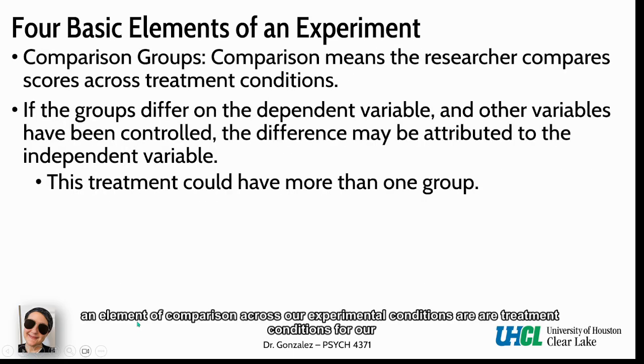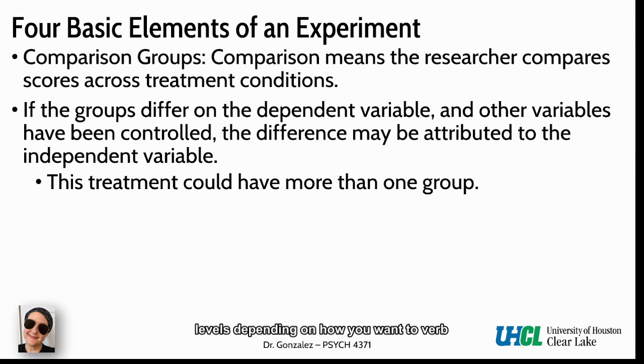Next, we have an element of comparison across our experimental conditions or our treatment conditions or our levels, depending on how you want to verbalize it. Any of those could be correct. So an experiment has comparison group or groups, okay? This just means that you've got a group that is going to not receive your treatment, and you're still going to measure their outcome variables. You're still going to measure their dependent variables. But what you can do is now draw comparisons.